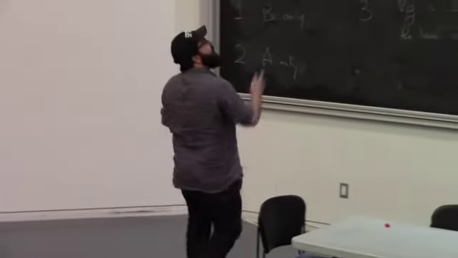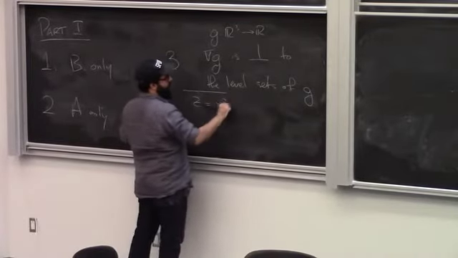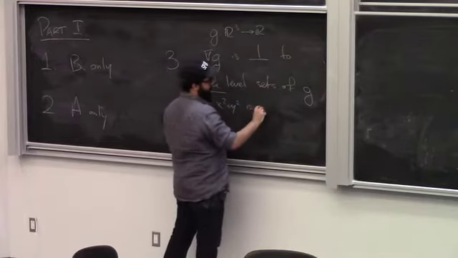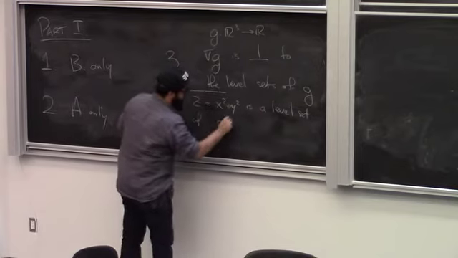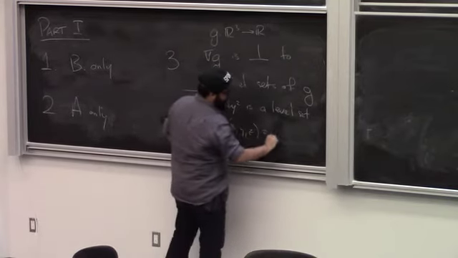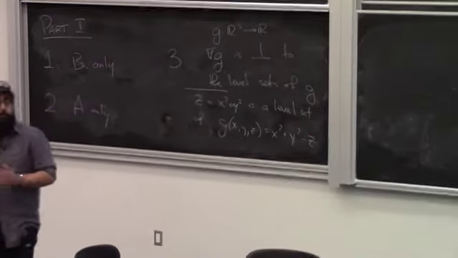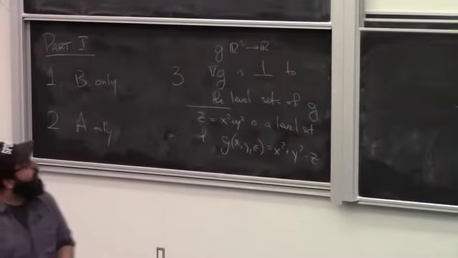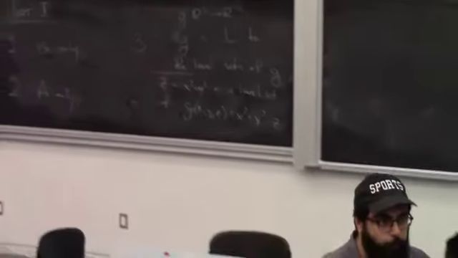So when you're trying to find a vector that's perpendicular to a given curve, the first thing you always want to do is express that curve as the level set of something. In this case, the curve z equals x squared plus y squared is a level set of g of x, y, z equals x squared plus y squared minus z. So one vector that's perpendicular to this curve is the gradient of that function g at that point.